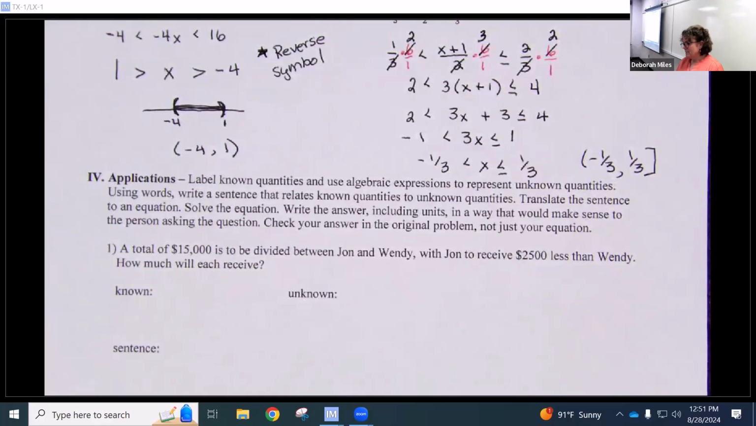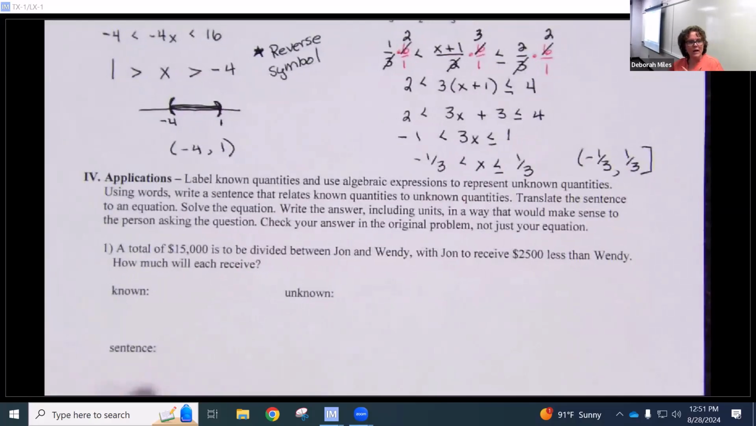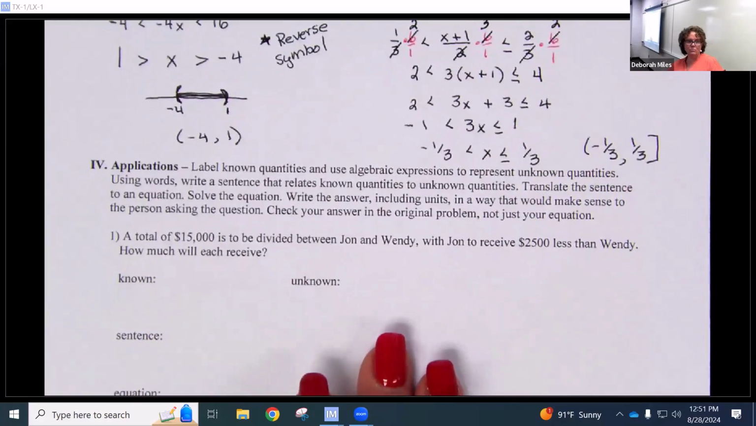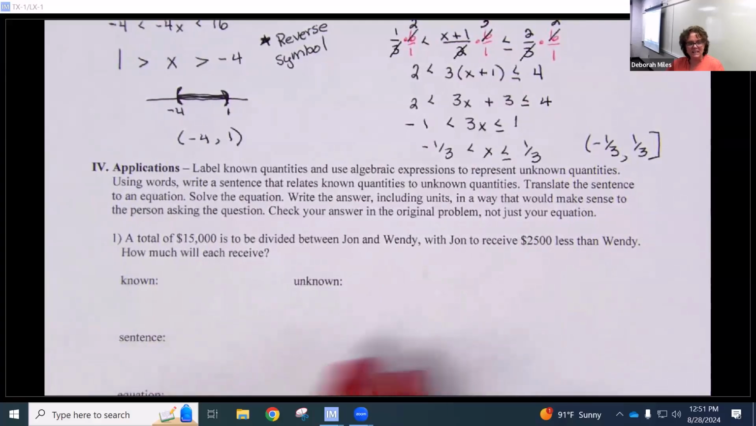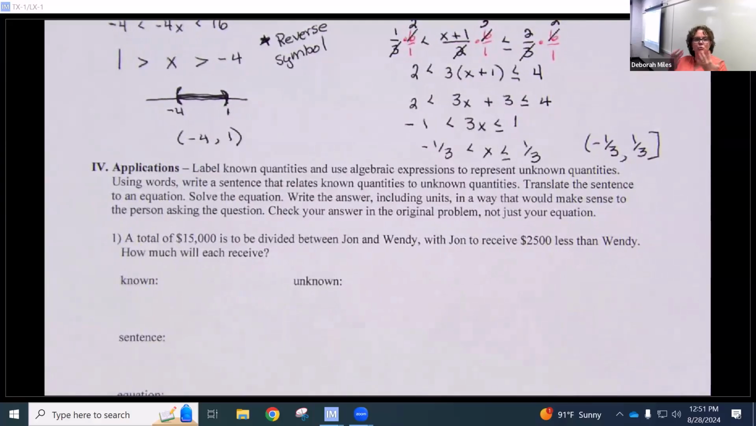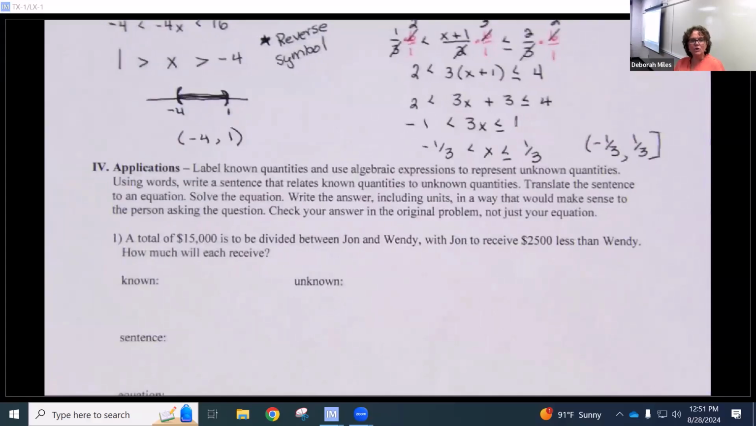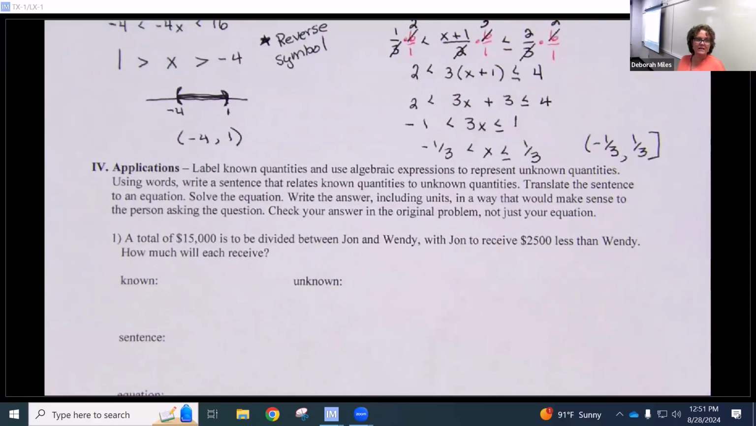And the only way to solve word problems is to use words. A lot of folks don't like to use words in a math class, but you have to identify what you know and what you don't know, and then write a sentence that shows the relationship between what you know and what you don't know. If you can write that sentence, writing the equation will be very easy.